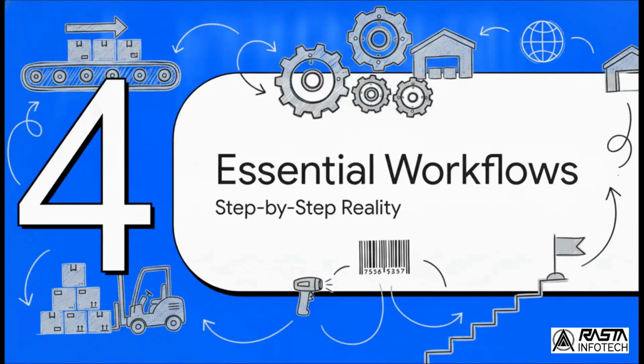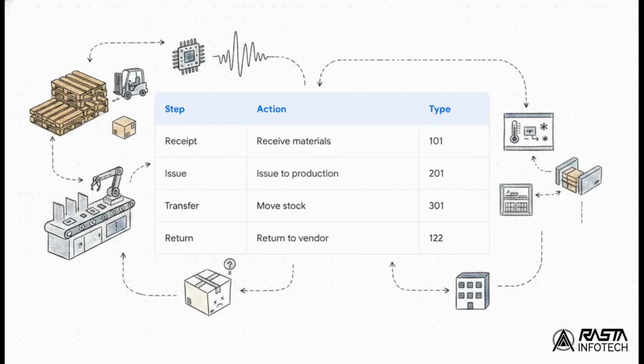Section 4, Essential Movement Workflows. I want you to imagine a pallet of highly sensitive microchips just arriving at your loading dock. The moment they're received against a purchase order, that physical action is recorded with the very specific digital code, movement type 101. Now let's say those microchips need to be moved from the receiving dock to a secure, climate-controlled storage room. That physical move is tracked digitally as movement type 301. Fast forward a few days, and the production floor needs those chips to build a circuit board. Issuing those materials to the line, that fires off movement type 201. And if, for whatever reason, they were defective and had to get shipped back to the vendor, that's a 122. Every single physical action has a distinct, perfectly traceable digital code.